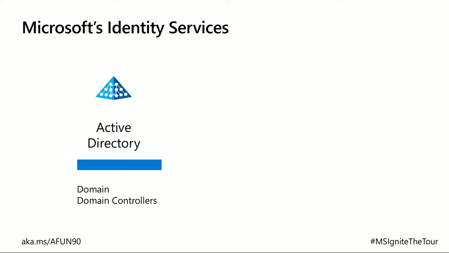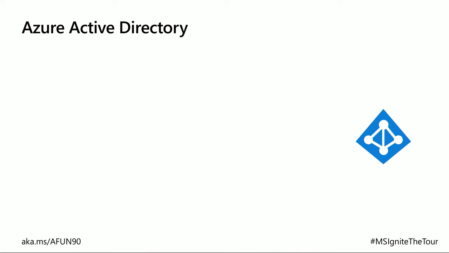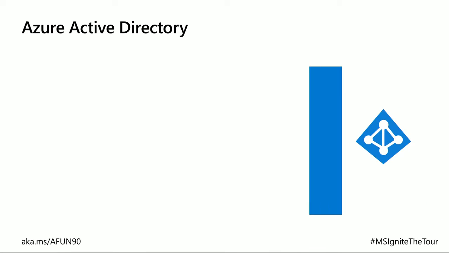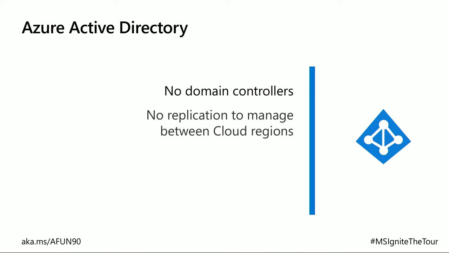Azure Active Directory does not have domain controllers as we know them. There is nowhere to go in and have a look at the health of your domain controllers. You don't need to manage the replication of them. No domain controllers. You don't have to manage the replication between different cloud regions. So if it's in Azure Active Directory, we make sure that it replicates to the right places so your users can log on no matter where in the world they are.